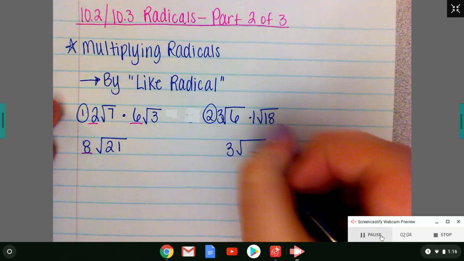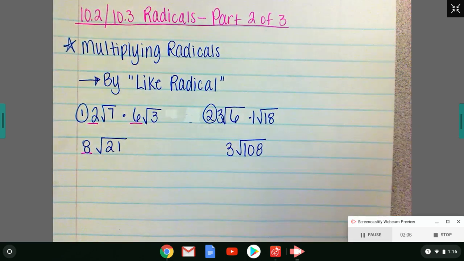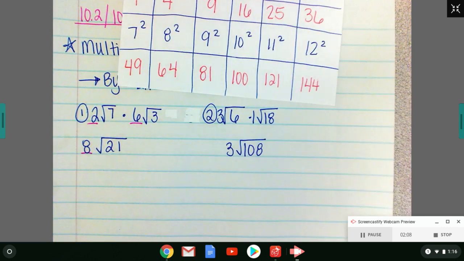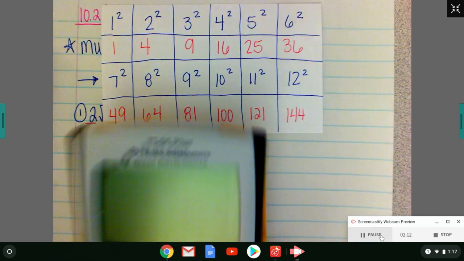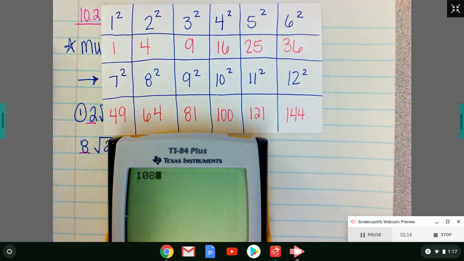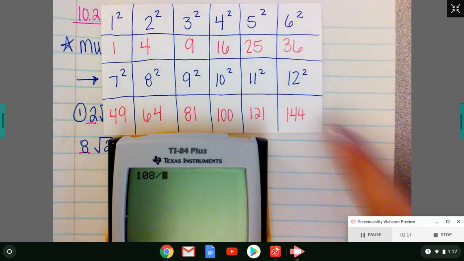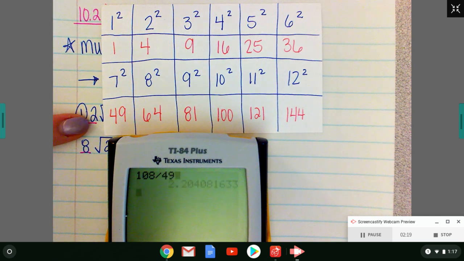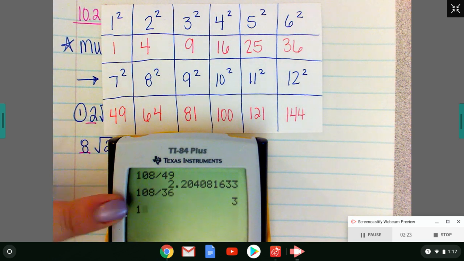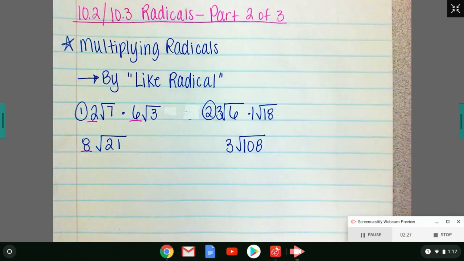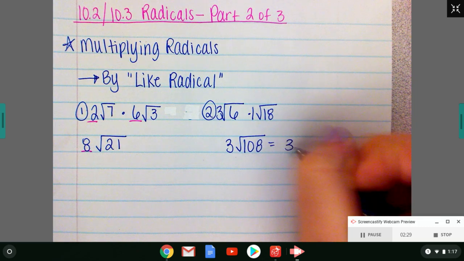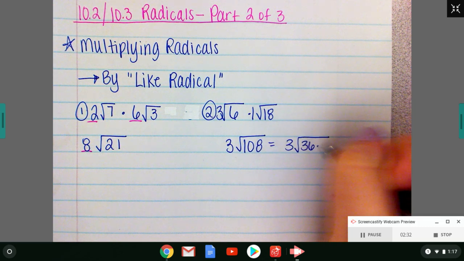is 108. And then again, we're looking at perfect squares. So what goes into 108 that's perfect? We want to check our chart. Let's see. We'll check 108 divided by, it's definitely not any of these big ones. Maybe 49. Nope, that doesn't work. 108 divided by 36. 36 works. That's got to be the biggest one. So 36 and 3. So this is 36 times 3.